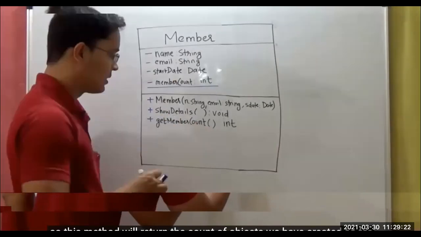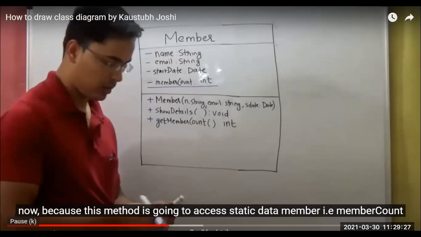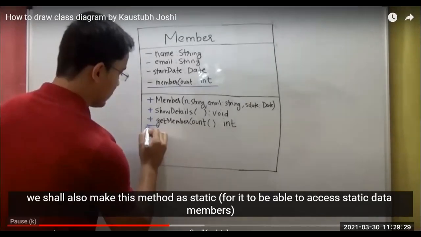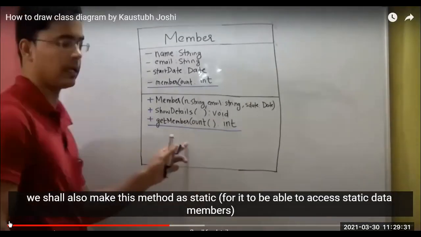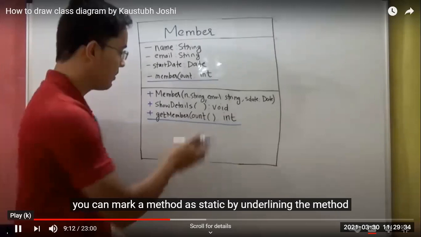Now, because this method is going to access a static data member, that is member count, we shall make it static. So this is the way you make a method static, that is by underlining the method.